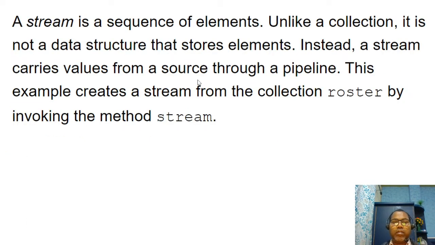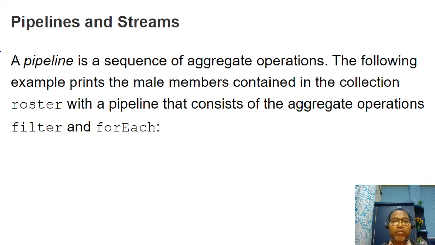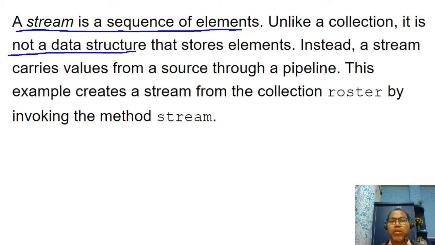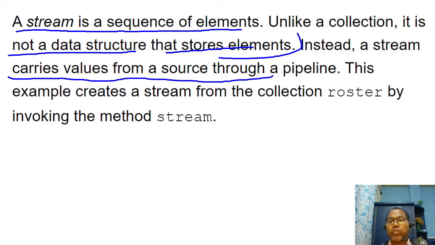So, as we have discussed, a pipeline is a sequence of aggregated operations, and a stream is a sequence of elements. Please note, a stream is not a data structure. It does not store any elements. This is the key point: a stream is not a data structure. It just carries data from the source through the pipeline.